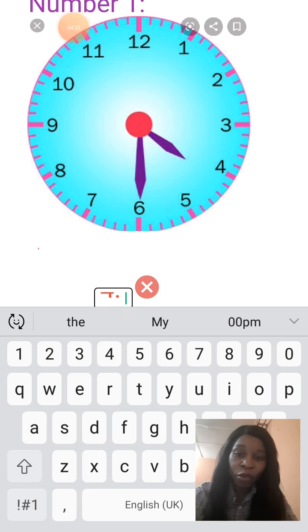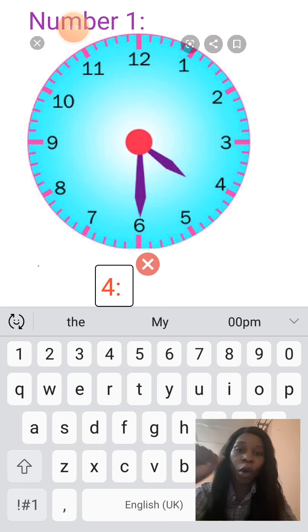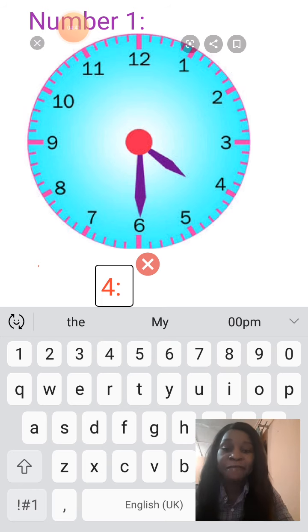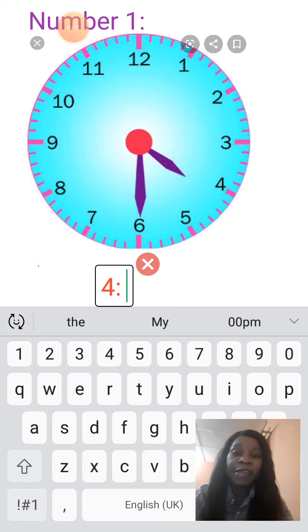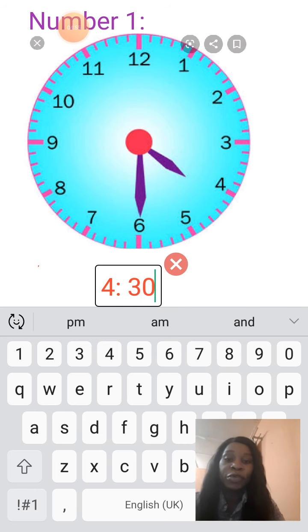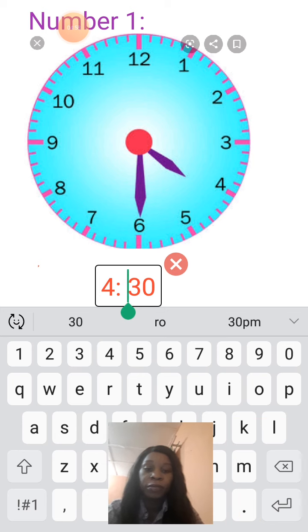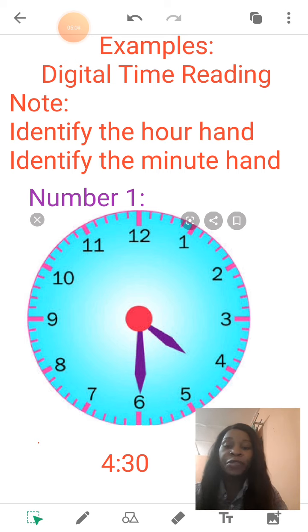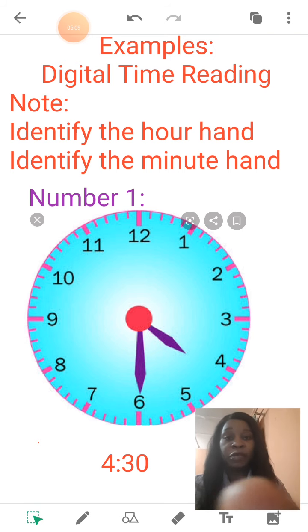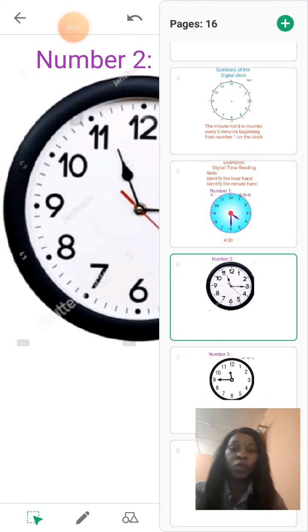Now, the minute hand is on 6. So what do we do? We count from 1. Remember, your 1 represents 5 minutes. Remember your number bonds of 5. So we go 5, 10, 15, 20, 25, 30. So on the 6, the minute hand is what? 30. So our time is 4:30. Let's take another example. Digital timing is very easy. It's not difficult. Just follow the rules and you get it.